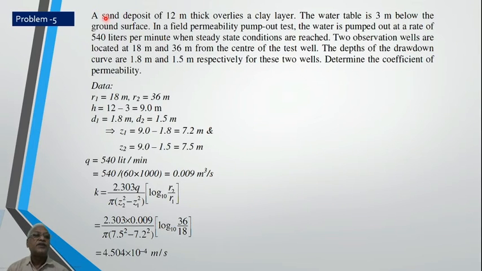There is a printing mistake. A sand deposit of 12-meter thickness overlies a clay layer. The water table is 3 meters below the ground surface in the field of permeability.